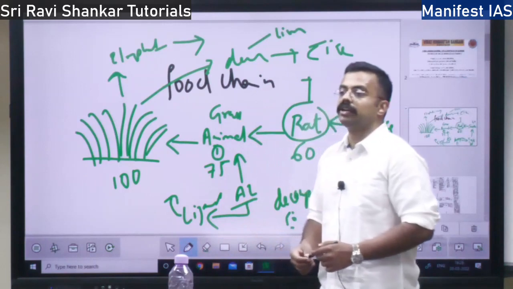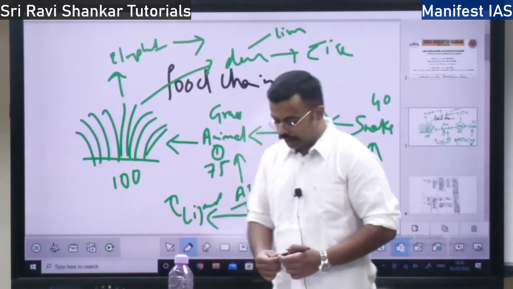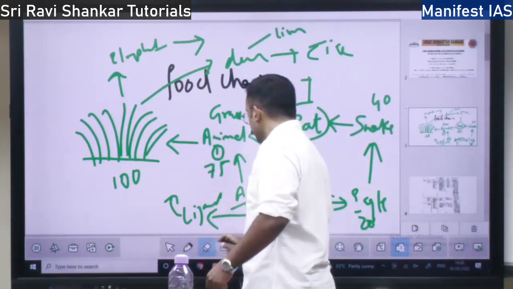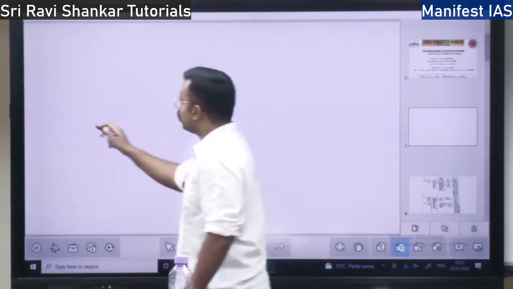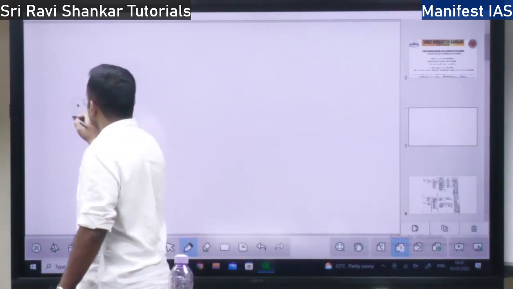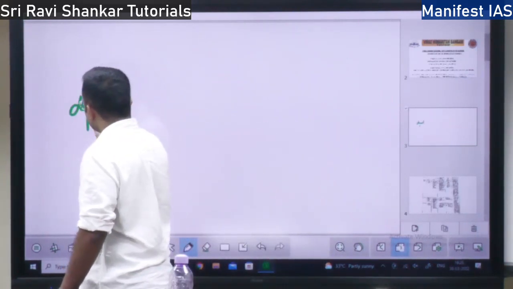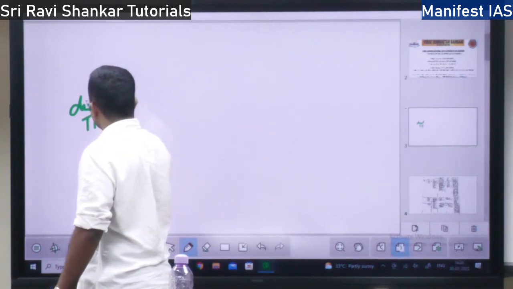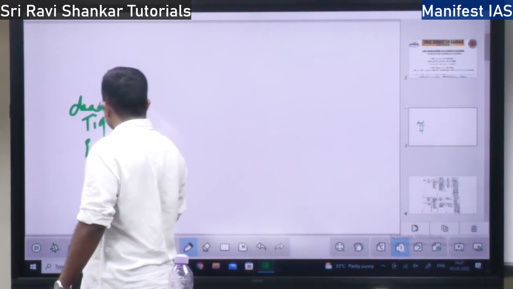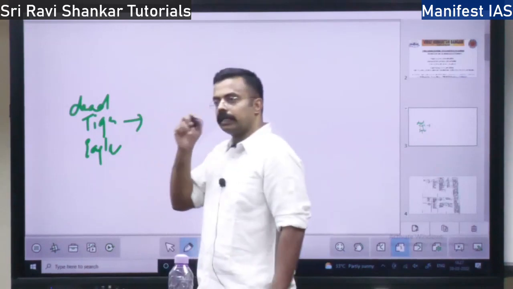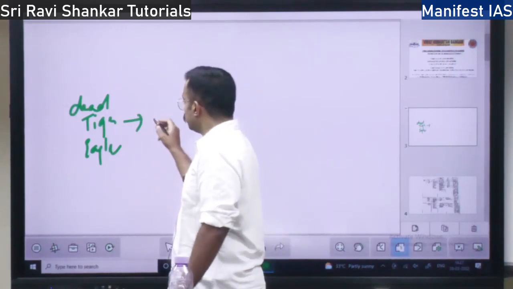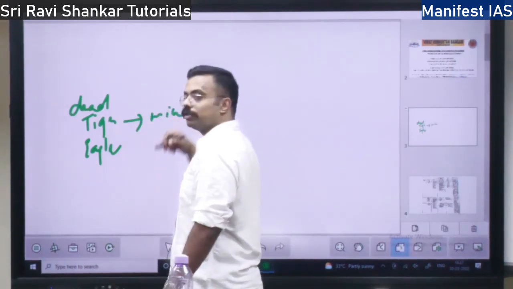Second one is the detritus food chain. Detritus food chain means what? Here in the detritus food chain, it will start with a dead animal. Let's say a dead tiger or a dead eagle. So this is eaten by some microorganisms, which will decompose it.